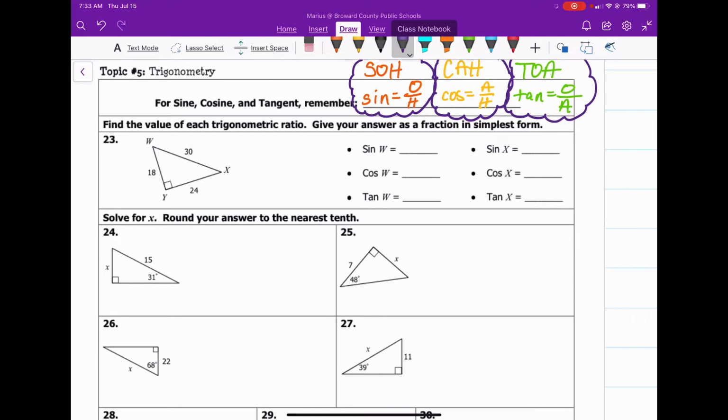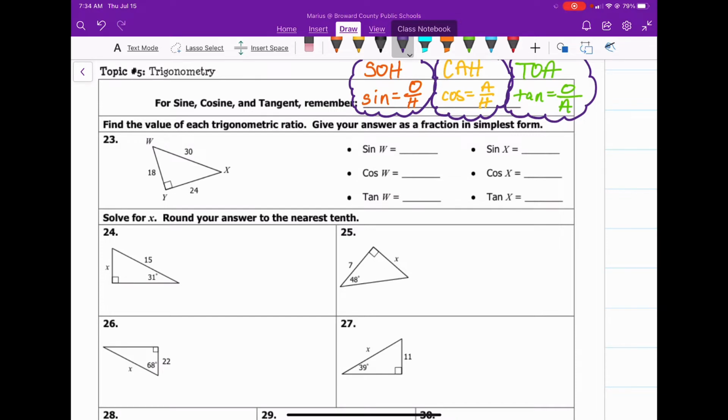Today we're going to review another geometry topic that involves trigonometry. Let's jump right in. For sine, cosine, and tangent, remember SOH CAH TOA. SOH, CAH, TOA.